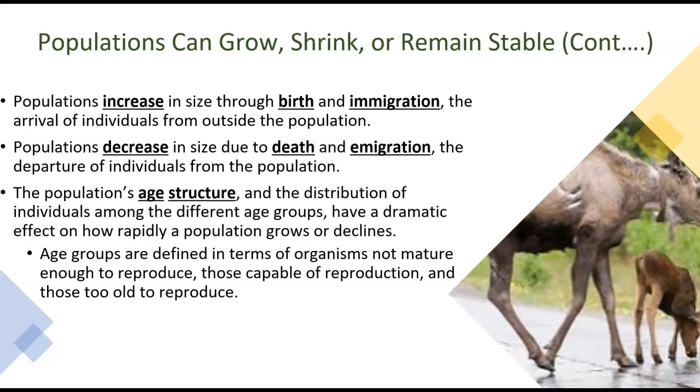The population's age structure and distribution of individuals among different age groups have a dramatic effect on how quickly those populations are actually going to be able to grow or decline. Age groups are defined in terms of organisms not mature enough to reproduce, those capable of reproduction, and those too old to reproduce. Those are some of the characteristics that we look at, and that help us determine how quickly a population can change.